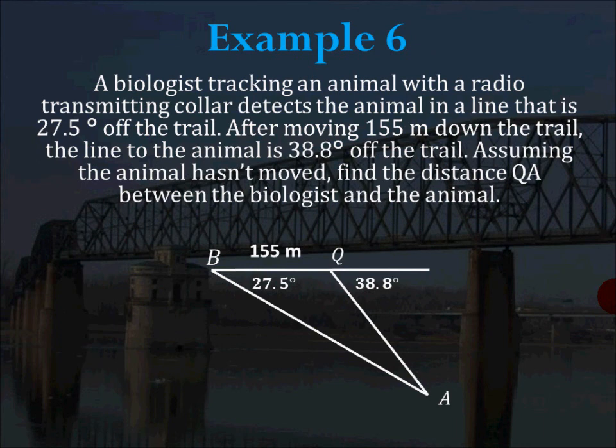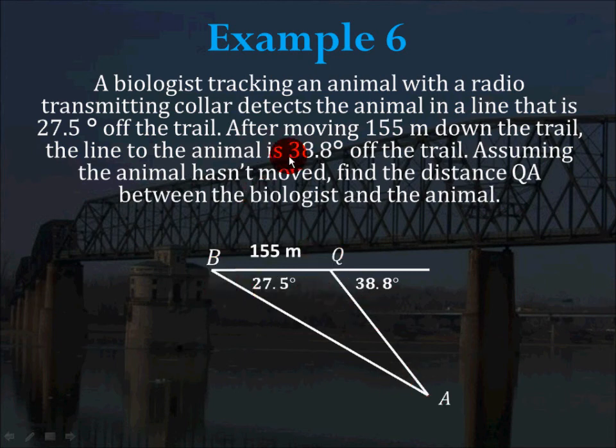Example 6. A biologist tracking an animal with a radio transmitting collar detects the animal in a line that is 27.5 degrees off the trail. After moving 155 meters down the trail, the line to the animal is 38.8 degrees off the trail. Assuming that the animal hasn't moved, find the distance QA between the biologist and the animal. So we're looking for this distance here.